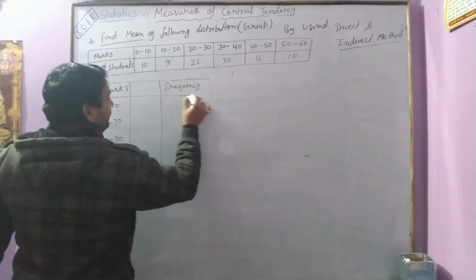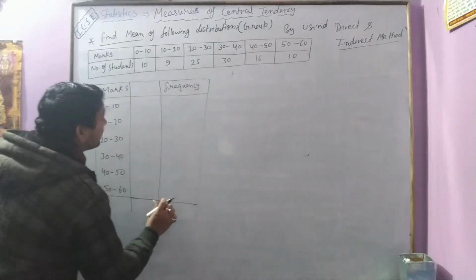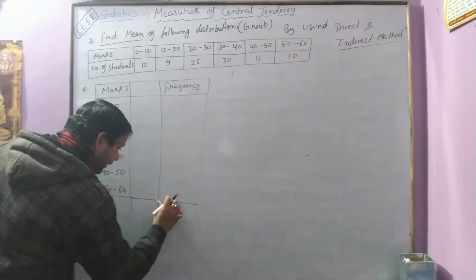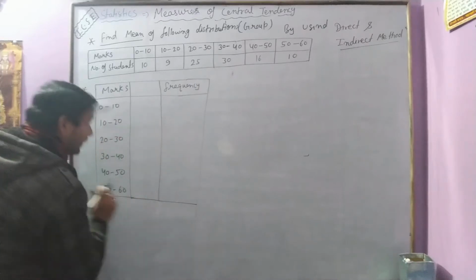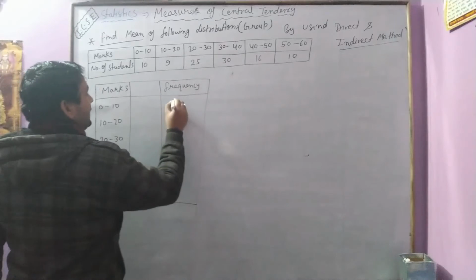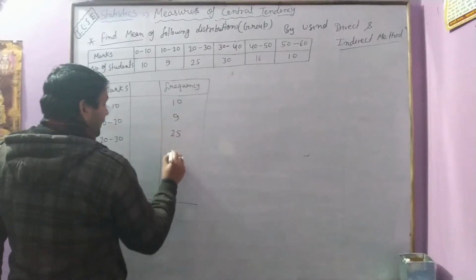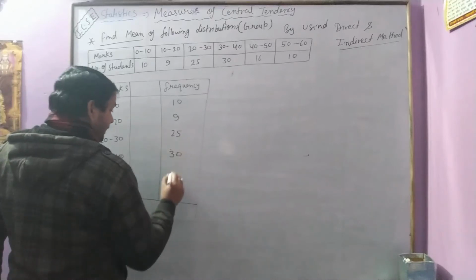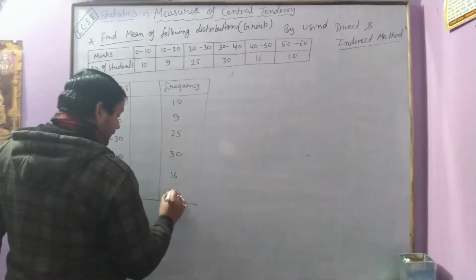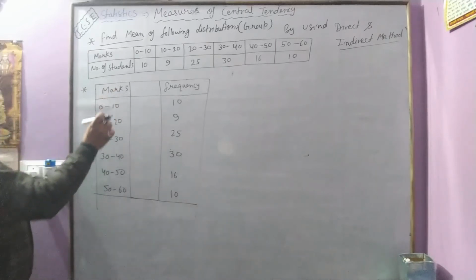And now write the value of frequencies of the respective classes: 10, 9, 25, 30, 16 and 10.